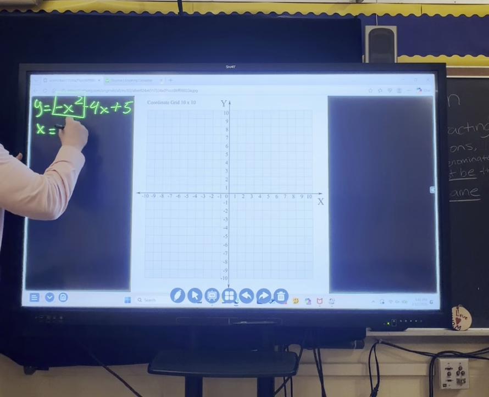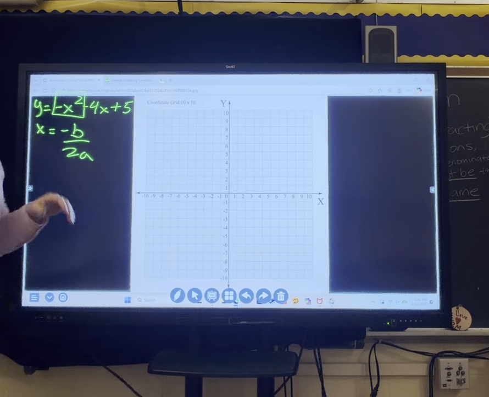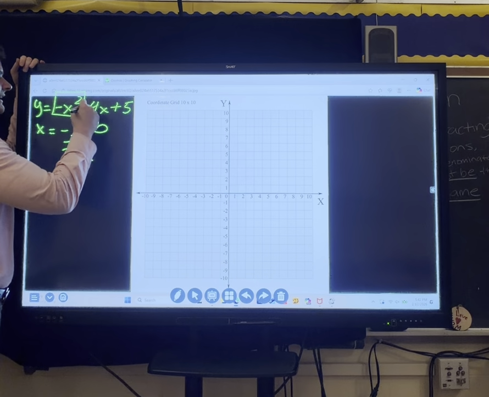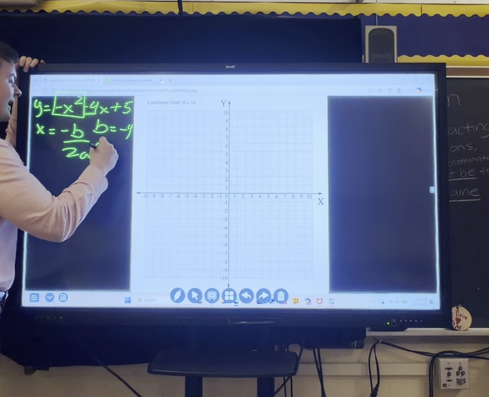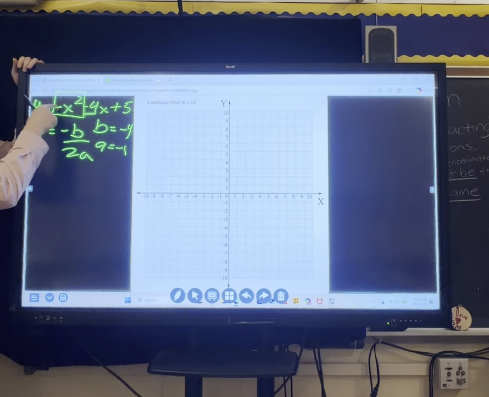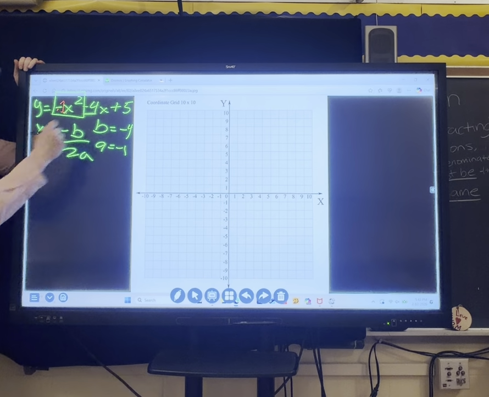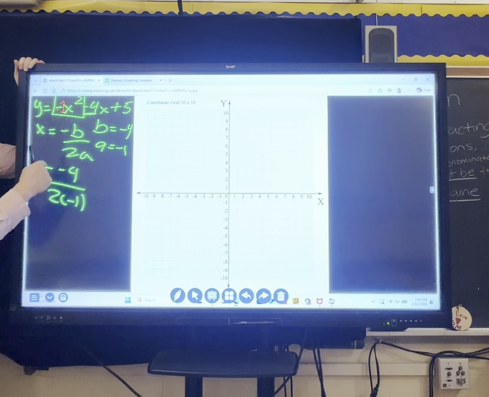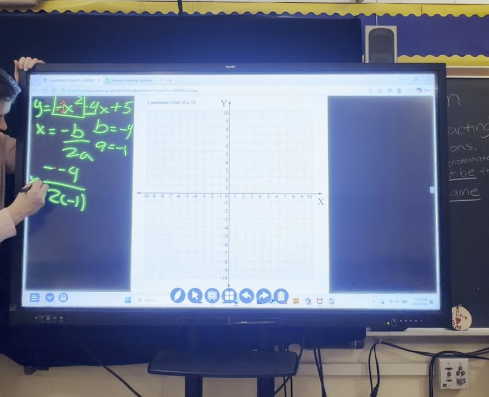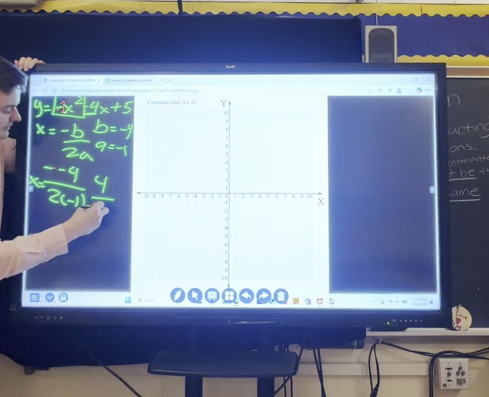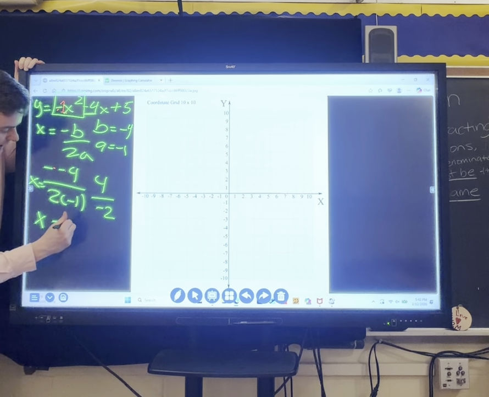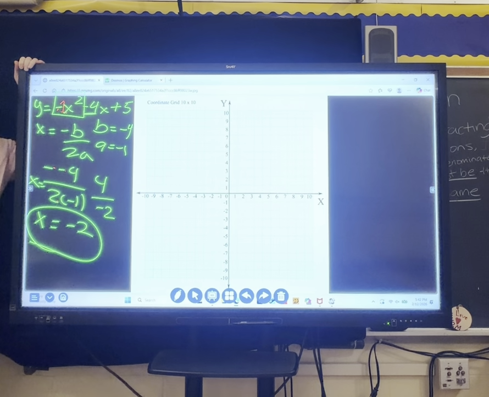x equals negative b over 2a. I've got to find the a, find the b, find the vertex. My b is this negative 4. My a is negative 1. That's important because there's a secret negative 1 in front there. Plug it in: negative, negative 4, all over 2 times negative 1. Negative, negative 4, that's just 4. 2 times negative 1, that's negative 2. 4 divided by negative 2 is negative 2.